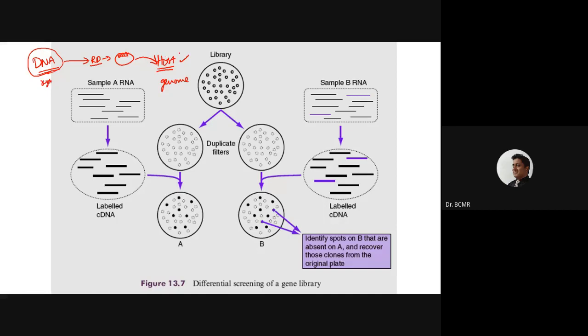If there is the same gene XYZ here and also XYZ here, right? What is the risk? If I'm trying to see for XYZ, all colonies will give a signal. Why is that? Because the host itself has that gene.